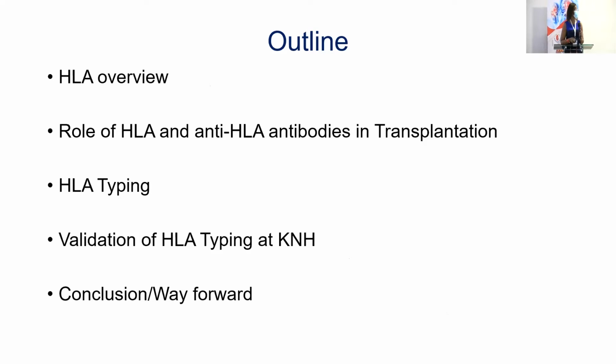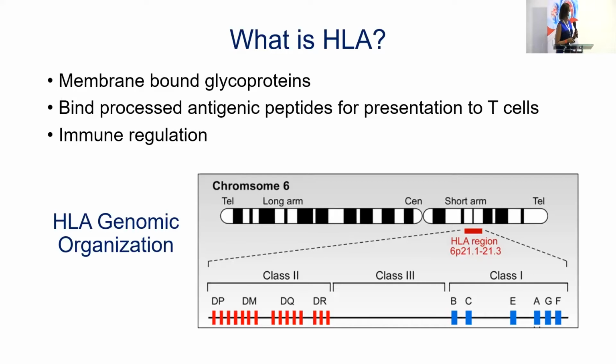So this will be the outline of my talk: a brief overview of HLA, and then describe its importance in transplantation. And then I'll talk about the methods of HLA typing and the aim of HLA typing. And then we actually just want to describe to you the validation process we've gone through at KNH, EACI lab, in validating a HLA typing assay, and then we will conclude.